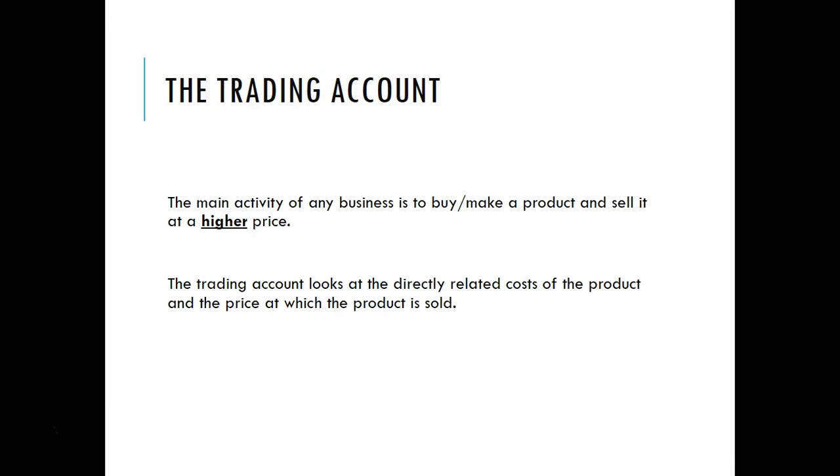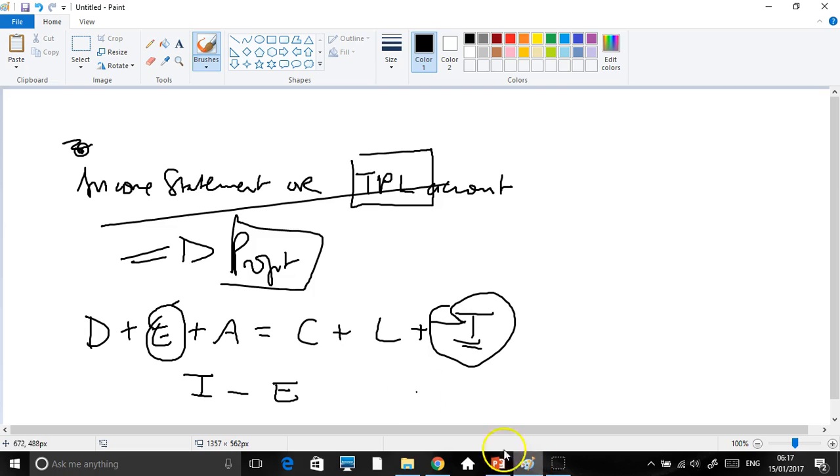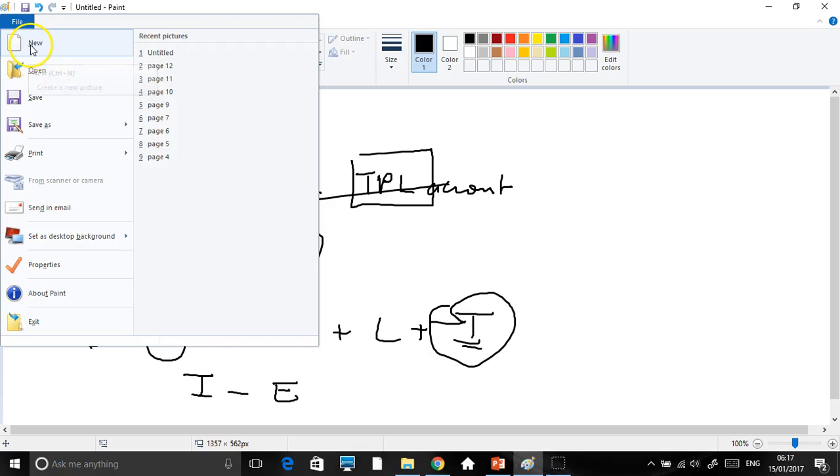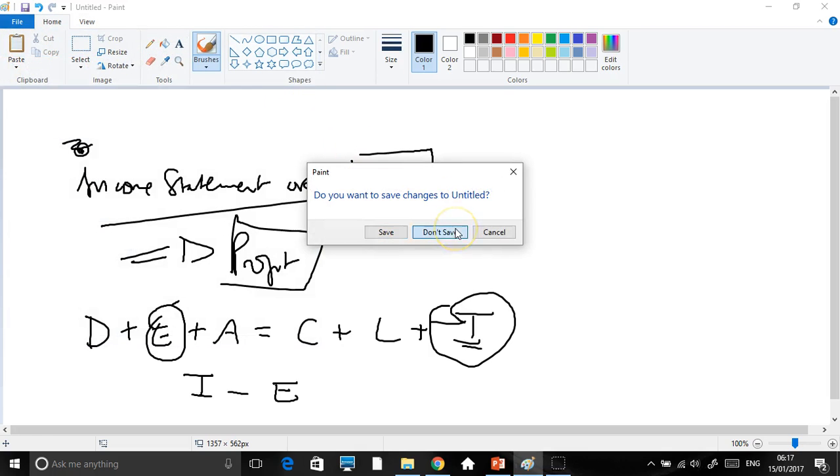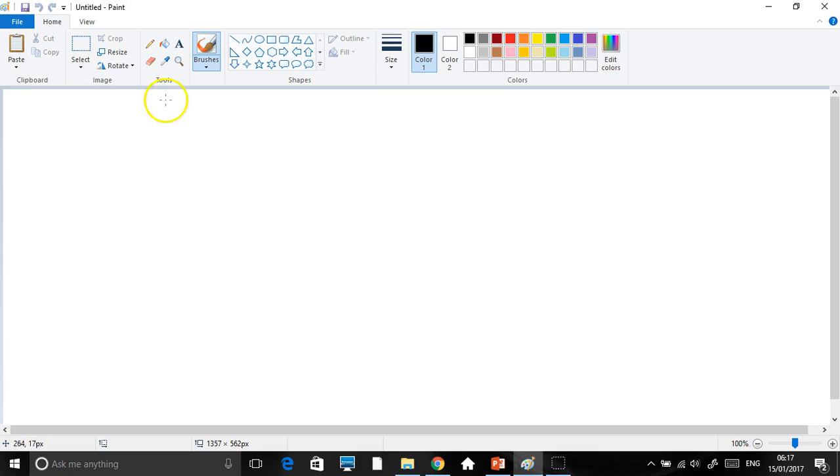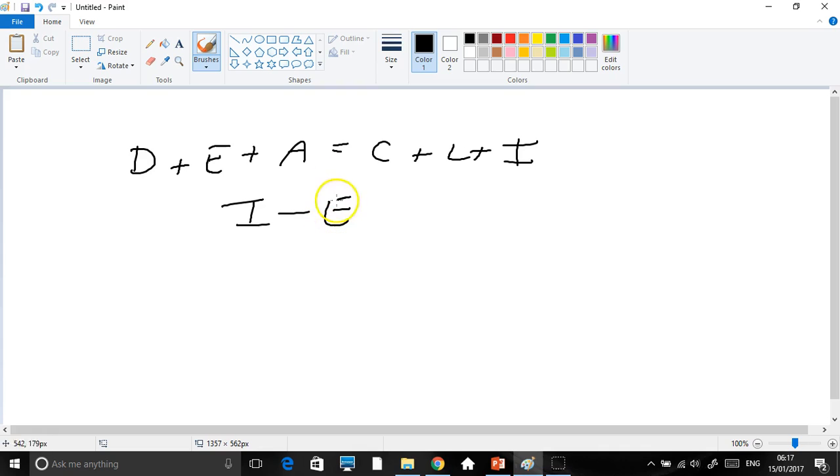So let's go back to our accounting equation. We have D plus E plus A is equal to C plus L plus I. And we've said that profit is I minus E. So we literally move the E over here. And that's fine. But the question is, we have different types of E's. We only have one type of I most of the time, which is whatever you sold the product for, sales or revenue. You can call it sales or revenue.